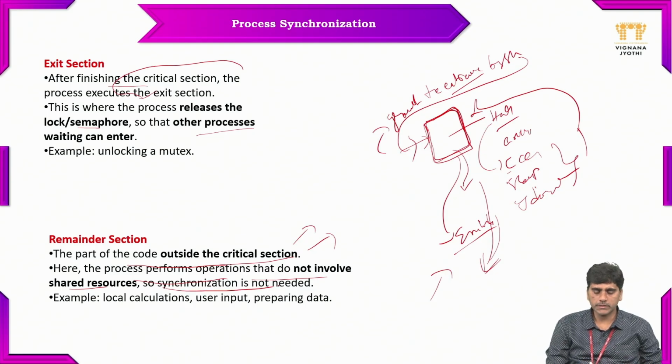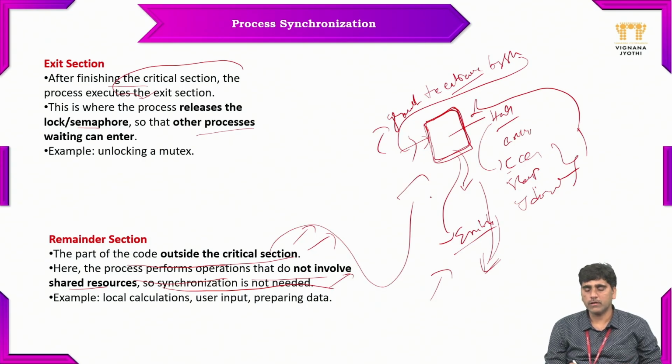So synchronization is not needed here. In the remainder section, synchronization is not needed. So if you want to go for another movie, or if you want to watch this movie another time, then you have the reminder to enter into the critical section. Like in this example, local calculations, user inputs, and preparing data all come into the remainder section.